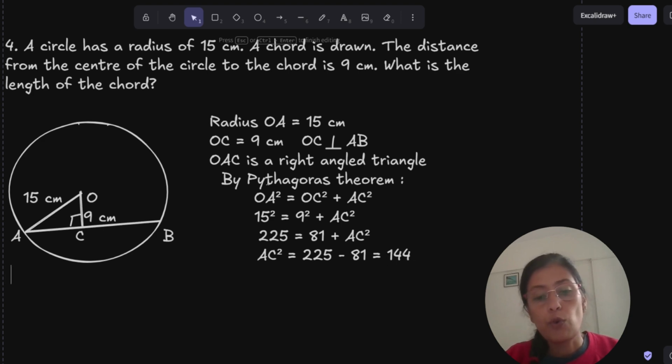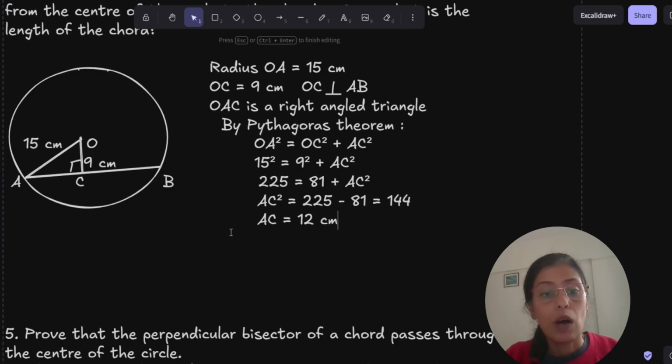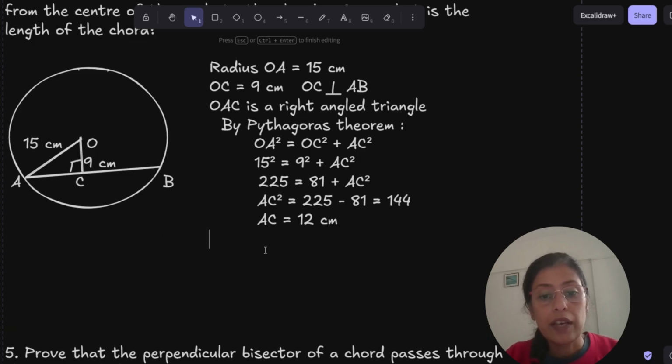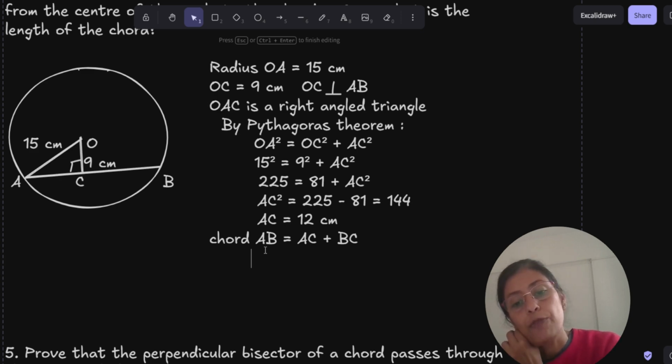So 144 is the square of what? We know already, right? It is 12. So AC is 12 centimeter. Now, what is the property? AC is just this portion, right? And we need to find the length of the chord. So length of the chord AB is equal to AC plus BC. We know the length of AC. Do we know the length of BC?